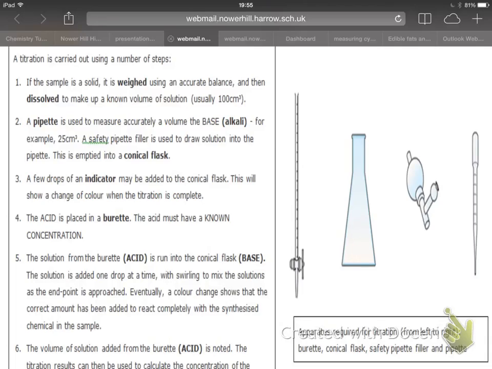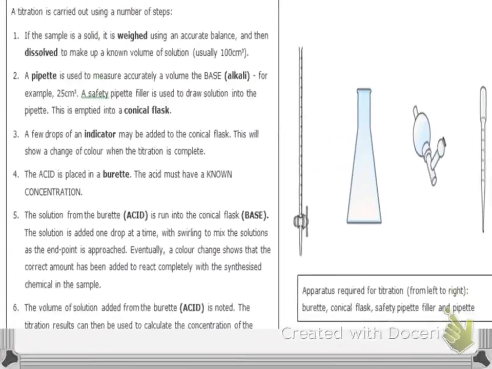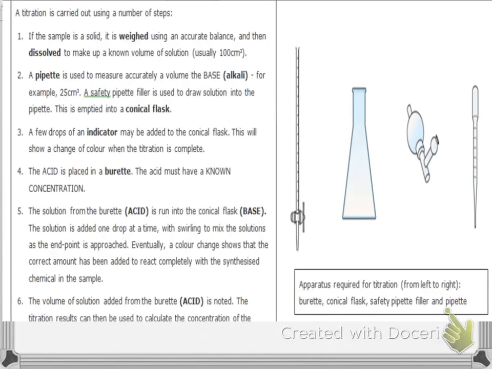Okay, so the first thing we look at is how we actually do it, what the step-by-step process actually looks like. Okay, so we have different pieces of equipment which are going to be required. So we have a burette, that's used to measure the acid, and we would be able to predict how much acid we're going to add into our alkali to neutralize the alkali.